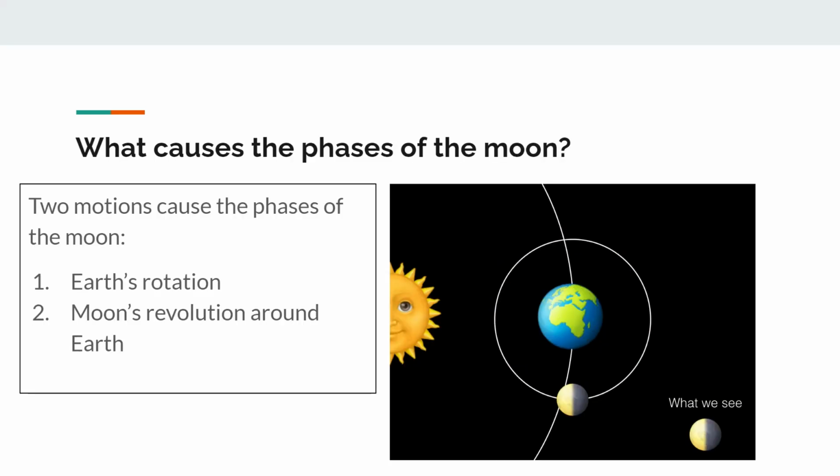What causes the phases of the moon? There are two things. The first thing is the Earth's rotation. As the Earth rotates, we're experiencing daylight on one side, the side facing the sun, and then nighttime on the other side. And the moon's phases are normally mostly visible during the daytime.